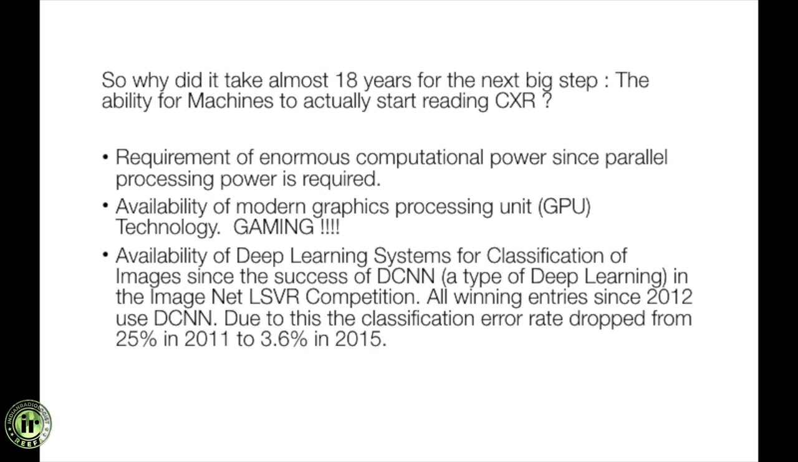In 2012, a type of deep learning called DCNN won the ImageNet ILSVRC competition. And all winning entries since 2012 have been using neural networks. The availability of this neural network ensured that the classification error rate dropped from 25% in 2011 to as low as 3.6% in 2015. In other words, the ability of computers and computer vision to make accurate diagnosis improved remarkably because of this one breakthrough.